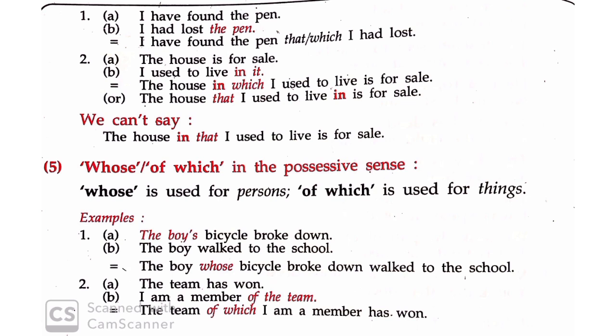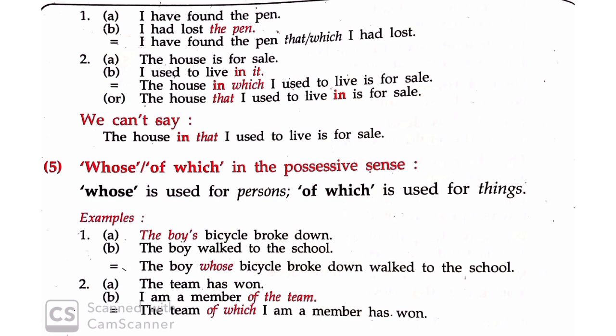Okay, coming to the fifth part, the last rule. Whose or of which is in the possessive sense. Possessive sense means coming very personally. Whose is used for persons, of which is used for things. For example, the boy's bicycle broke down. The boy walked to school. The boy whose bicycle broke down walked to school. Yes, whose is related to that particular boy.